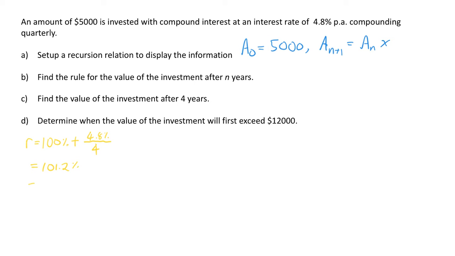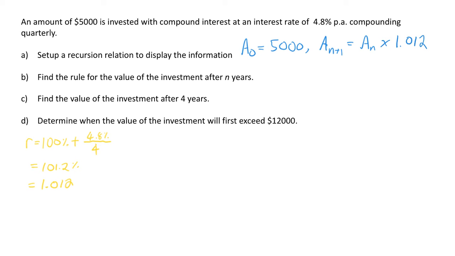So that is going to equal 101.2%, which as a decimal is going to be 1.012. Now that I've got that common ratio, I can write that in my recursion relation. So it's going to be times 1.012. So the recursion relation for the example is A0 is equal to 5,000, An plus 1 is equal to An times 1.012.